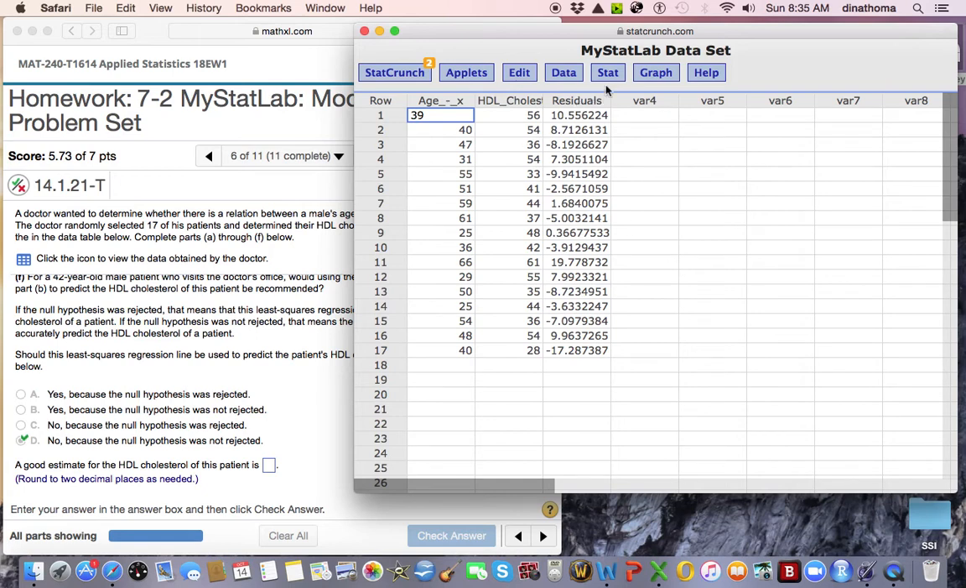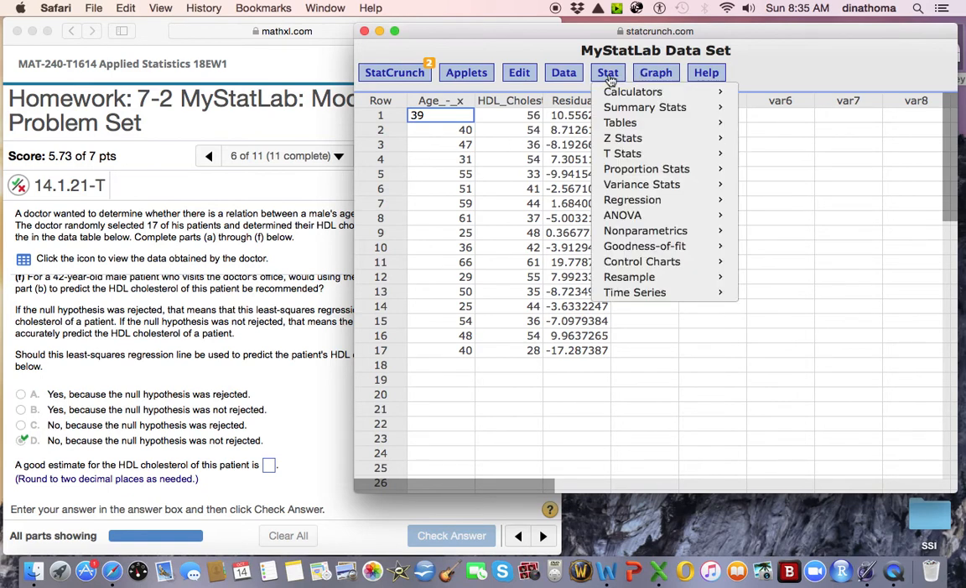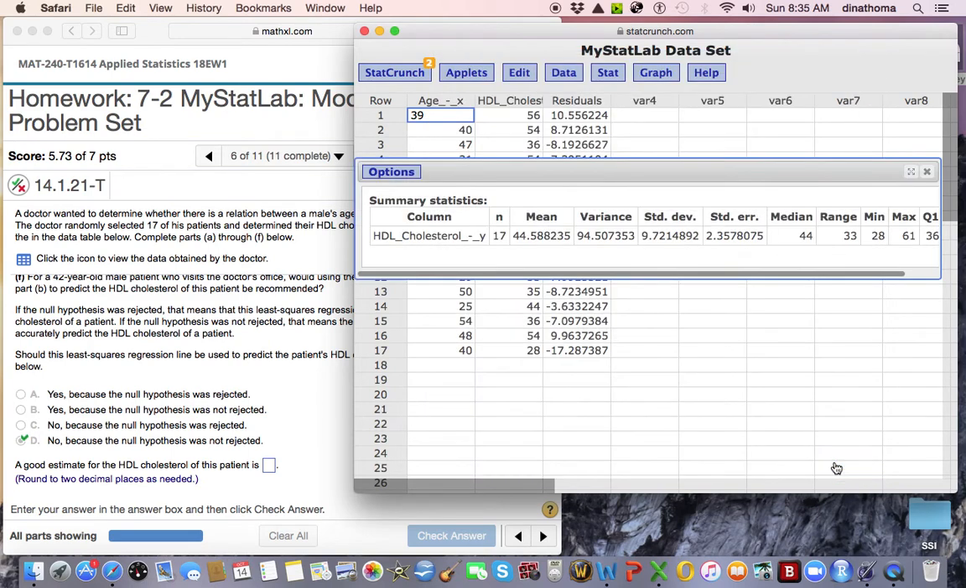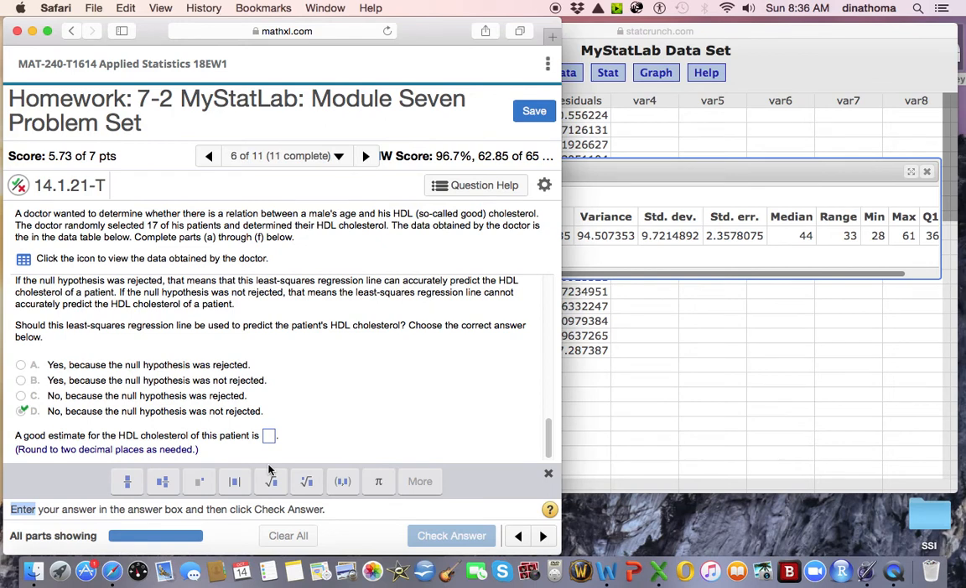So how do we make a prediction if we can't use our regression line? Well, we have to find the mean of our y values here. So how do we do that? Just like we did way back in week 1, which seems forever ago. Click on Stat, Summary Stats. We're going to do column. We want the cholesterol, and I can just click Compute. And then I want the mean, right? The average of the cholesterol column is the best prediction when we cannot use our regression line. So it wants 2 decimal places, so it looks like 44.59. Helps if I type into the box.